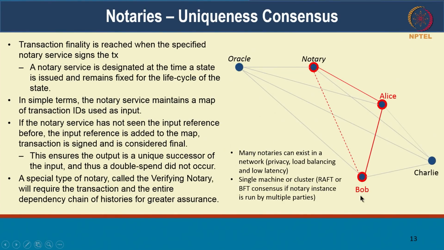Again, notary is a logical concept. It can be a single node, it can be a cluster, it can implement any arbitrary logic within that service to determine this uniqueness. Right? It can be Raft-based consensus, it can be Byzantine fault-tolerant consensus. So all that is possible within a notary service. These kinds of consensus algorithms are similar to the ordering service. Ordering service in Fabric uses it only for ordering. Here, it does a little more in actually determining whether double spend is happening or not.